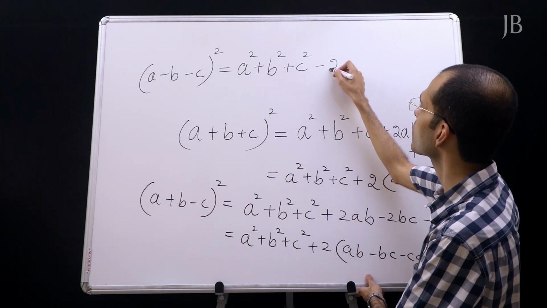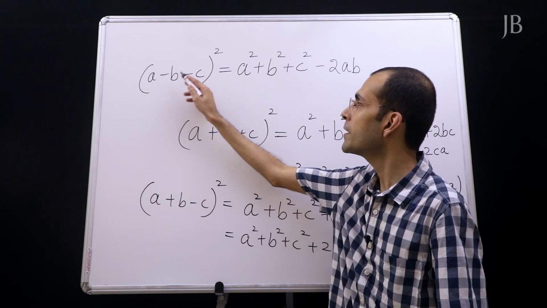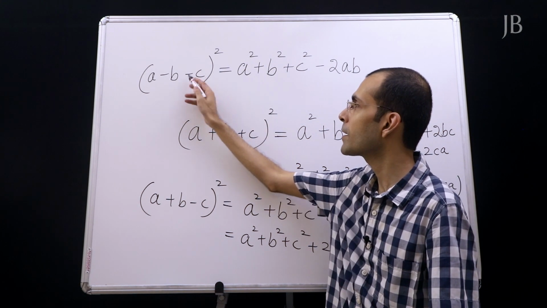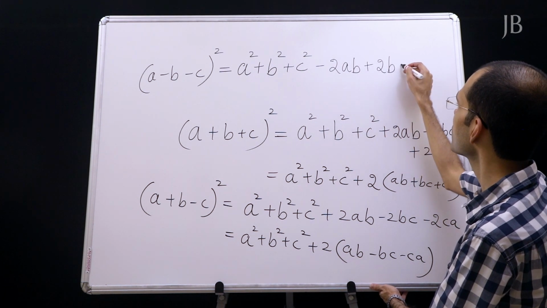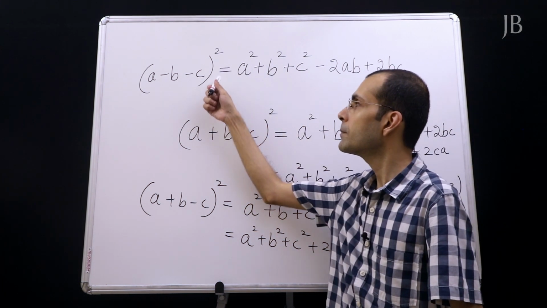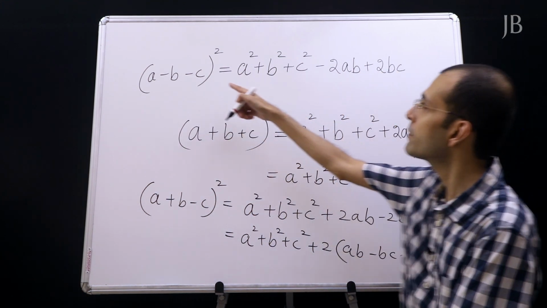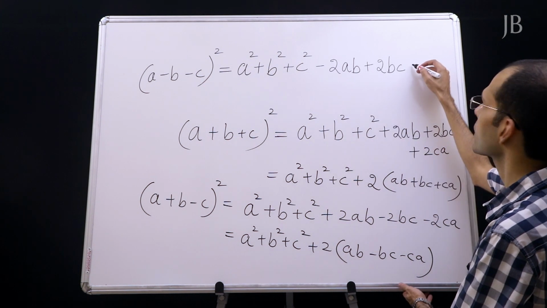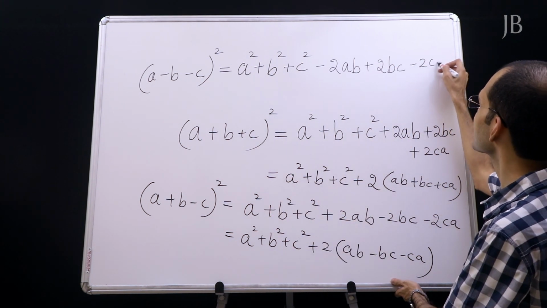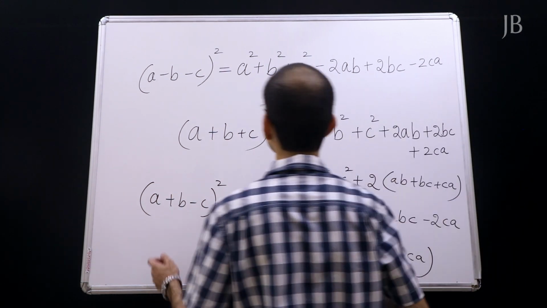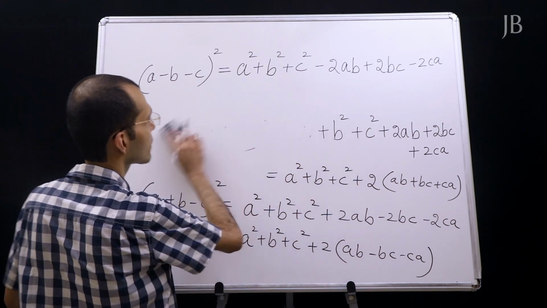So minus 2ab. Similarly proceeding, second term into third term into 2, both of them are negative. So negative into negative is positive, that is plus 2bc. Third term into first term into 2. So negative into positive is negative. So minus 2ca. We'll have to refine this. Okay, this I will erase. Clutter goes away.